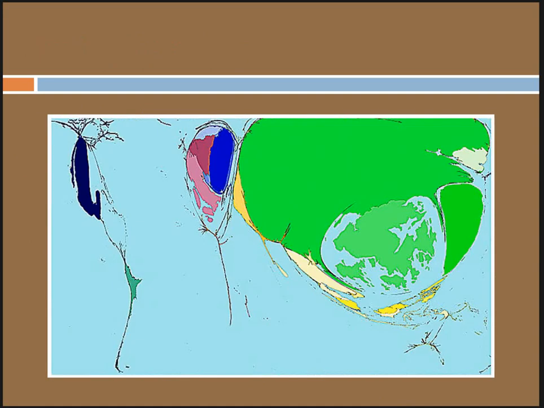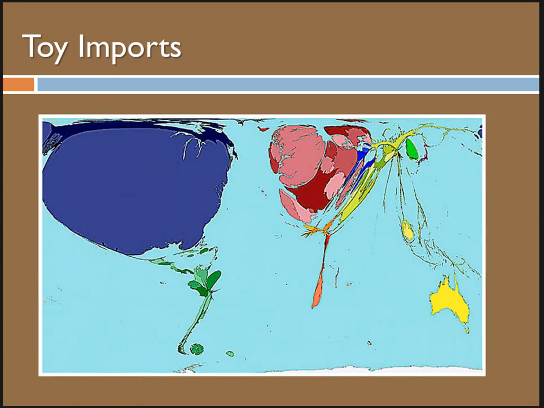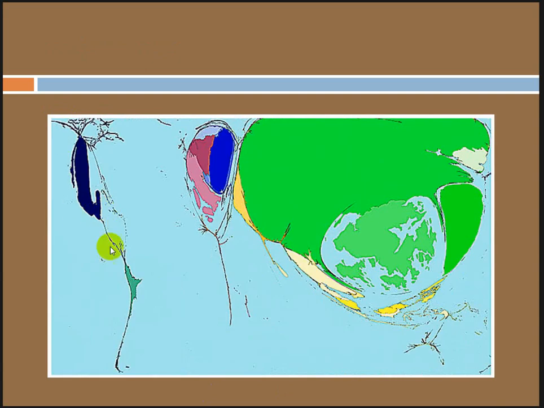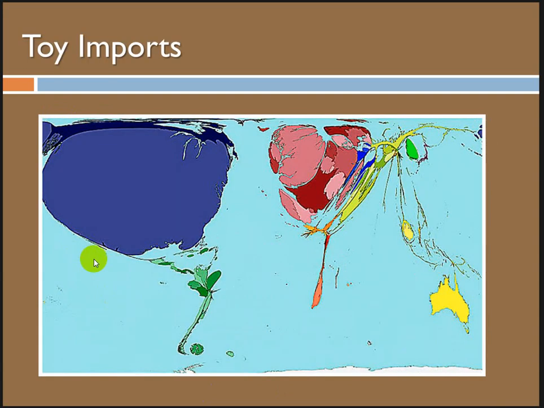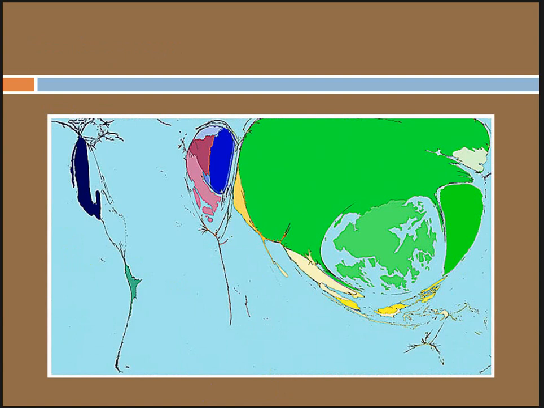So conversely, not to give it away, but then what's going on here? I'm not even sure Canada is in this one, or maybe the United States isn't in this one. What's the other color? Oh yeah, so the United States is actually gone, and this might be just Canada or Mexico. Oh, Mexico's gone here. I'm not sure what that is, but anyway, so yes, this is toy exports.